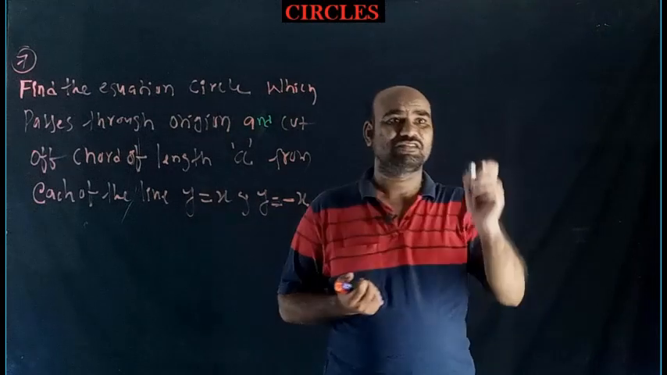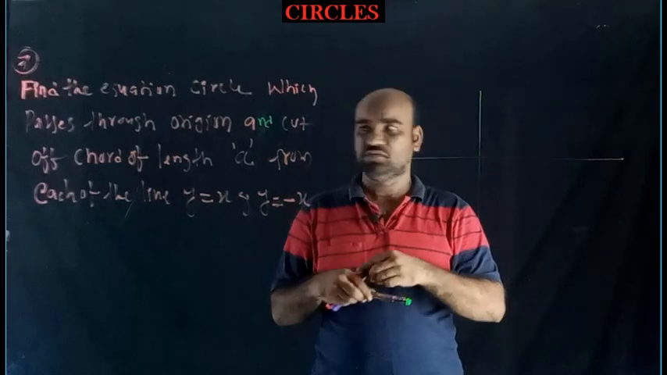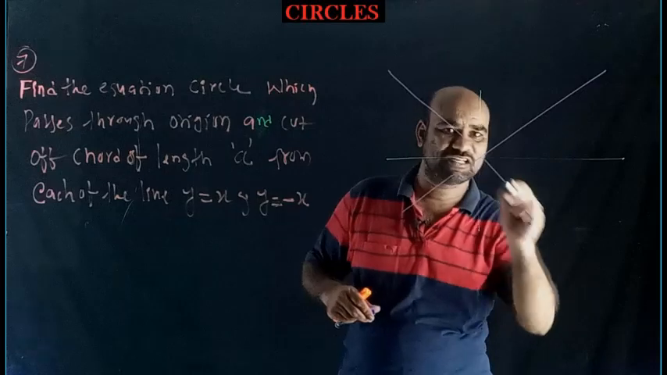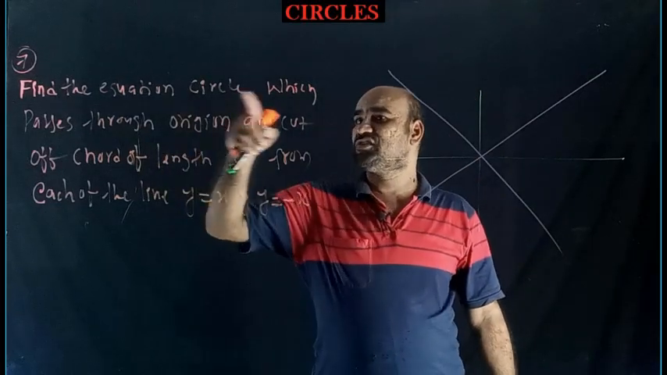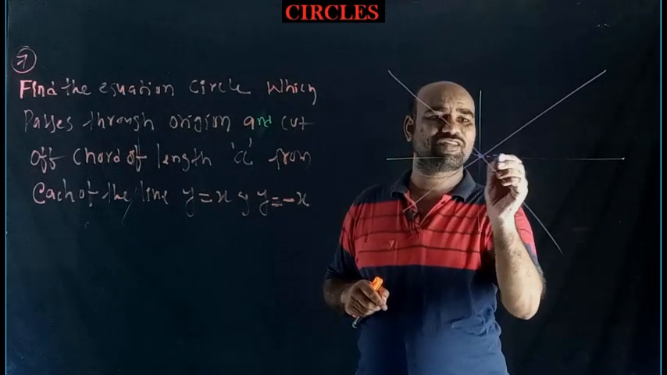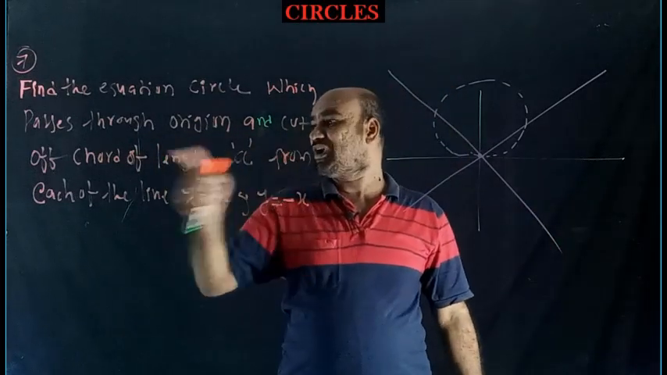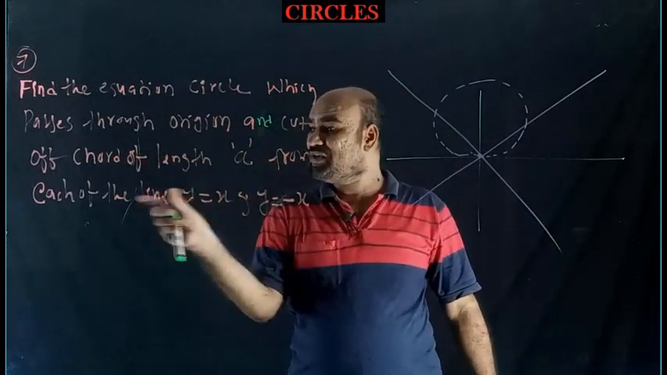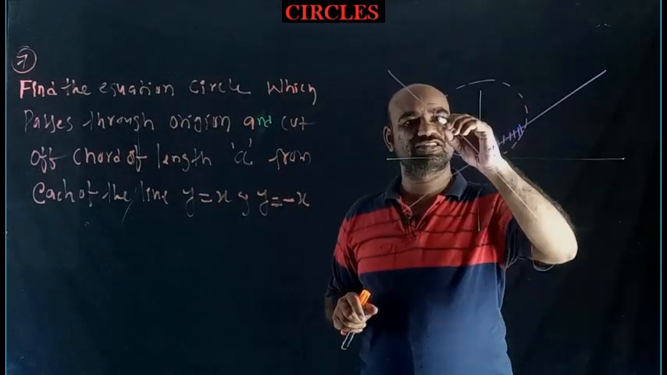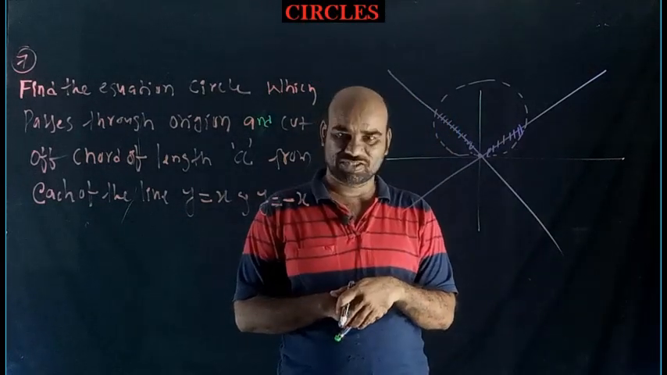Interesting problem, Nana. This is the coordinate axis. This is the y equal to x line. This is the y equal to minus x line. Find the equation of the circle which passes through origin. This is one of the circles. It passes through origin and cuts off a chord of length a from each of the lines y equal to x and y equal to minus x. Means this length equal to a, this length also equal to a, such that a circle exists. We want to find its equation.